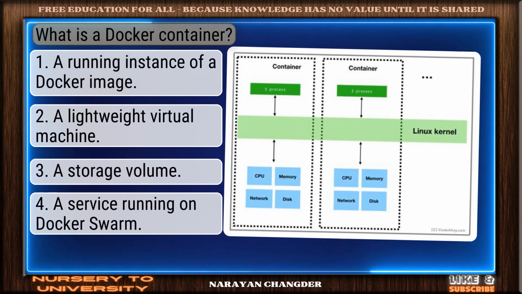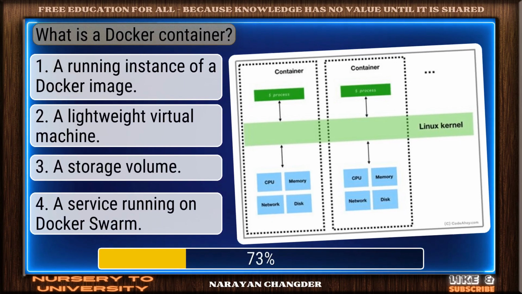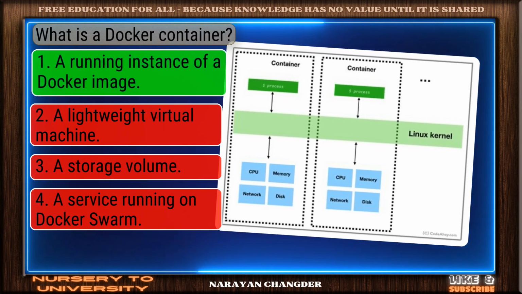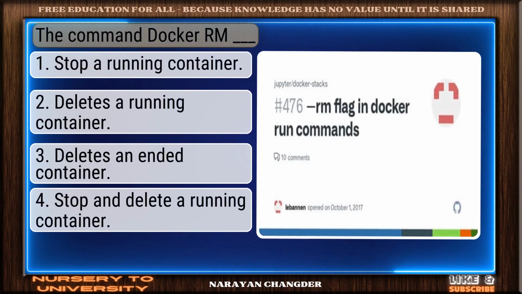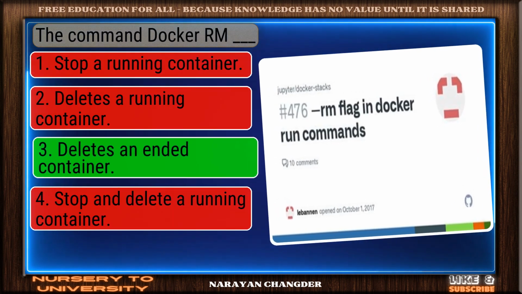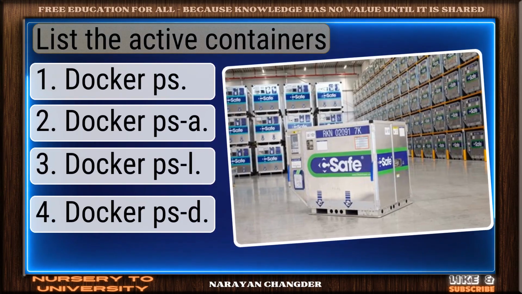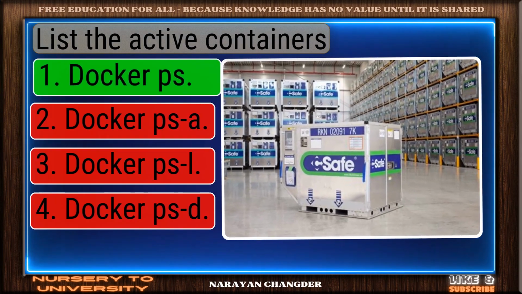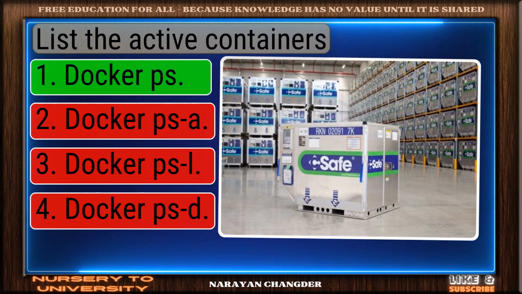Question number 54. What is a Docker container? Good thinking. A running instance of a Docker image is the right answer. Question number 55. The command docker rm dash. You're right. Deletes an ended container is the correct answer. Question number 56. List the active containers. Excellent choice. Docker ps is the right answer.